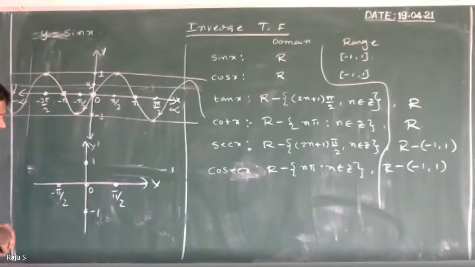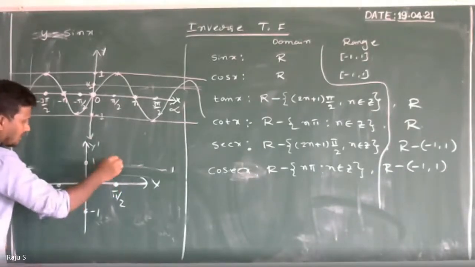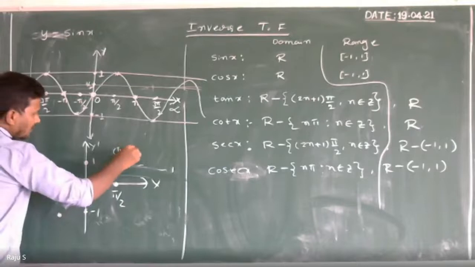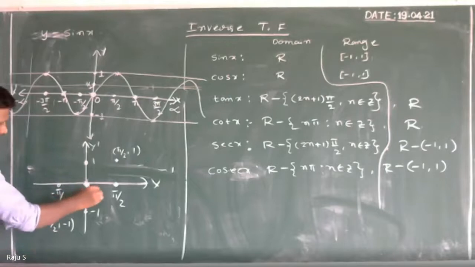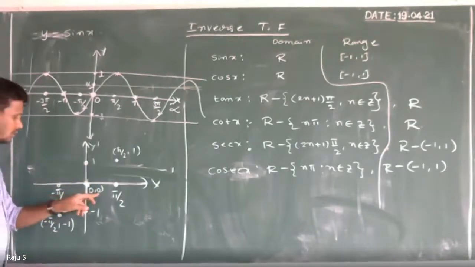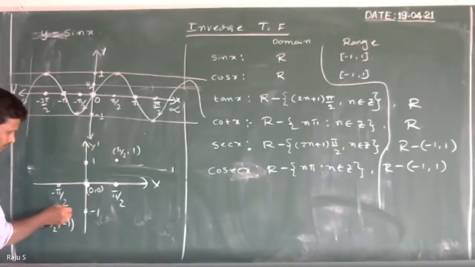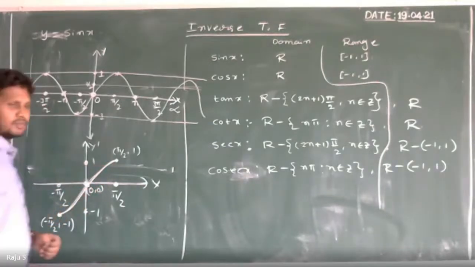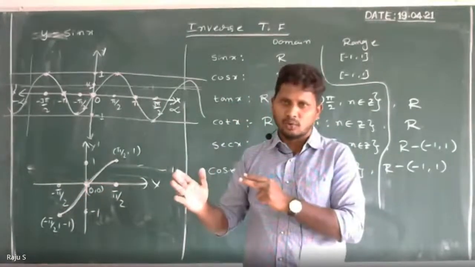Now we can draw the graph of sine x. What is sine 0? 0. What is sine 90? Plus 1. What about minus 90? Minus 1. So clearly the x value is pi by 2, output is 1. The input is minus 90, output is minus 1. Input is 0, output also 0. Now you can connect these points by a smooth curve. Is it clear? This is the graph of sin x from minus 90 to plus 90 alone.